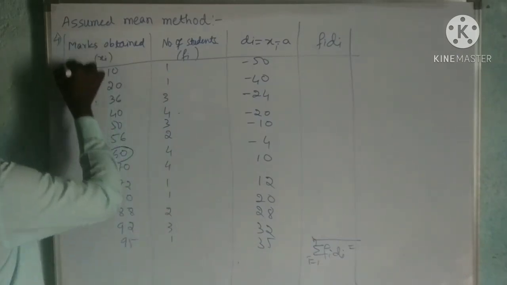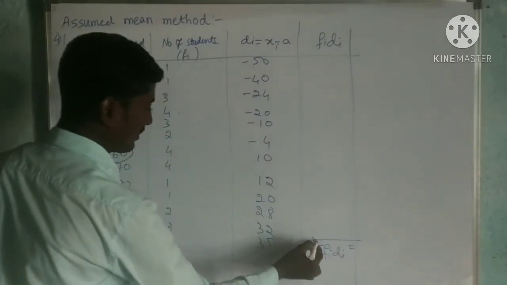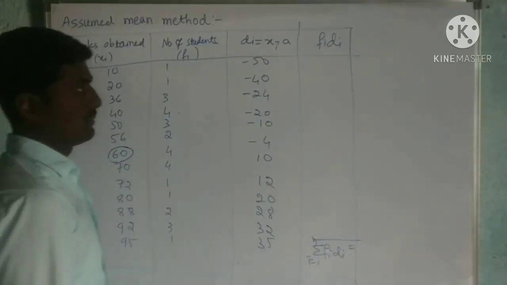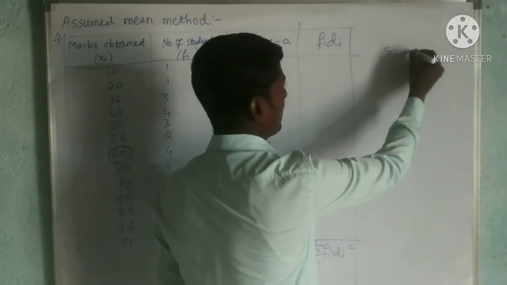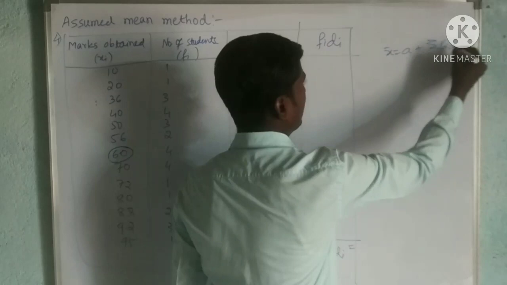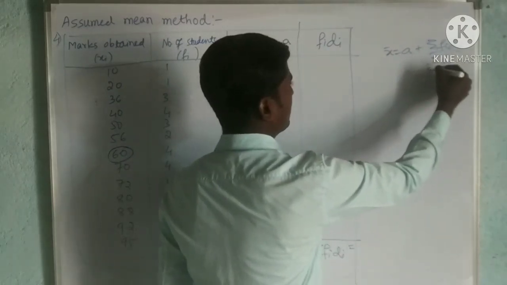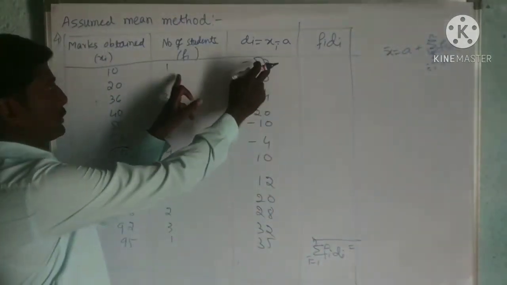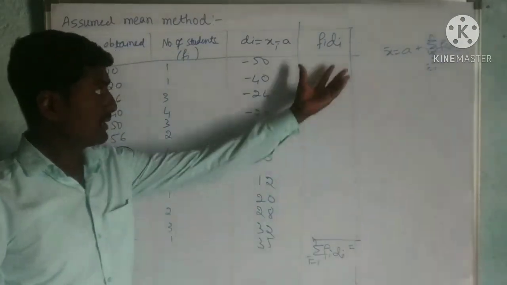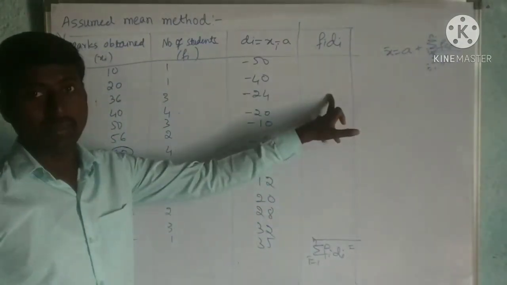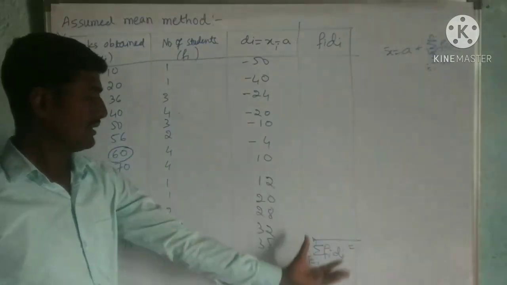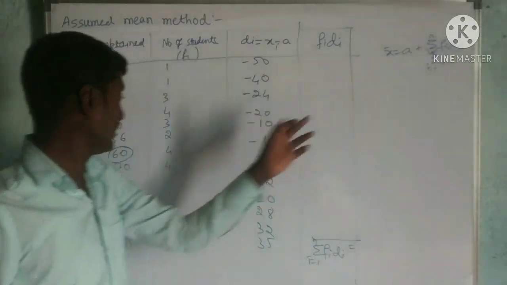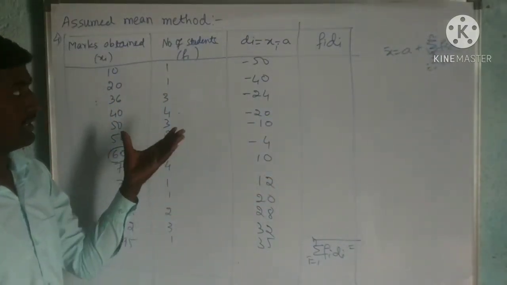Now we have to send that solution to me. Here you can solve it. X bar is equal to a plus sum of fi di divided by sum of fi, i equals 1 to n. First you write fi di, multiply these two. Then you add all this, but the minus sign is also there, keep it in mind, we have to subtract those. Sum of fi you write here. Then you can substitute all these in the formula. A I have taken as 60. Try to solve this.